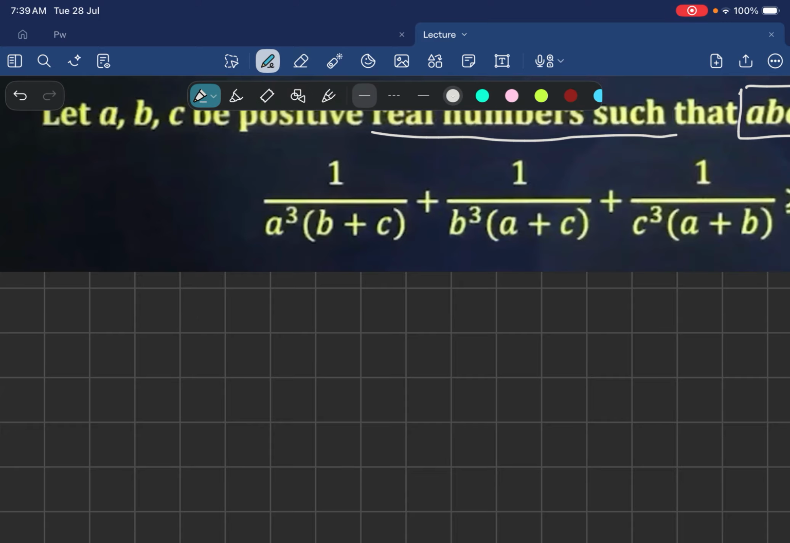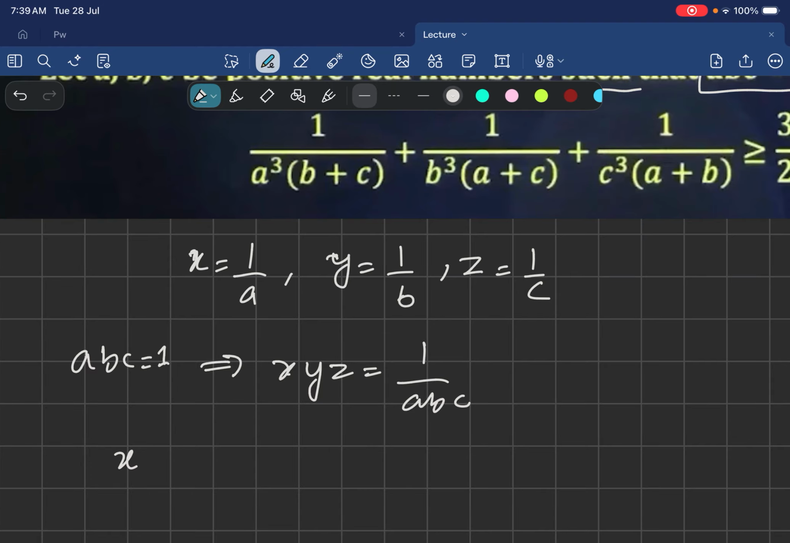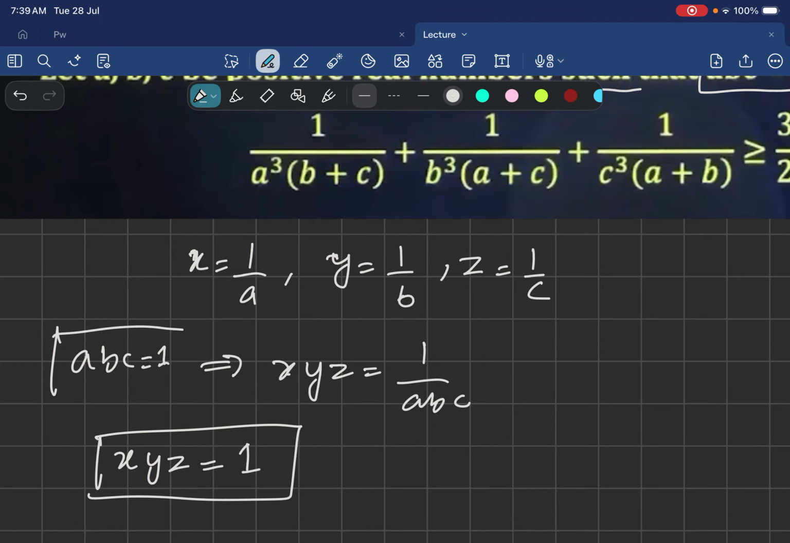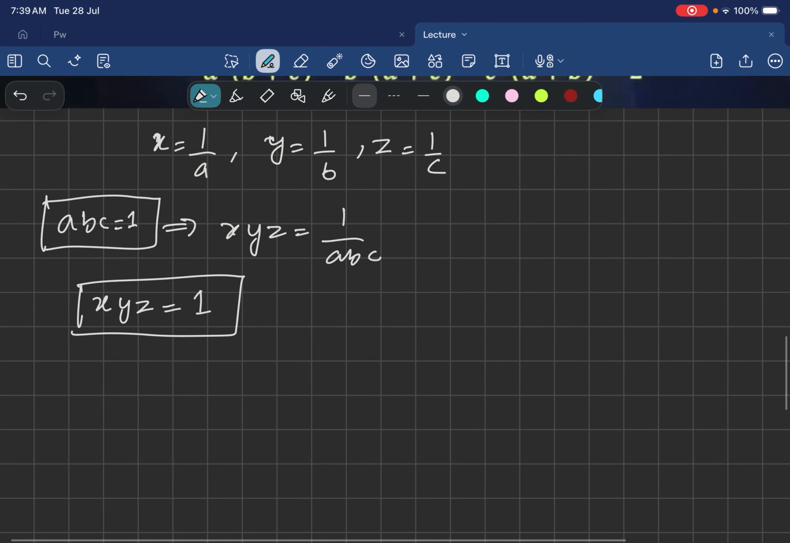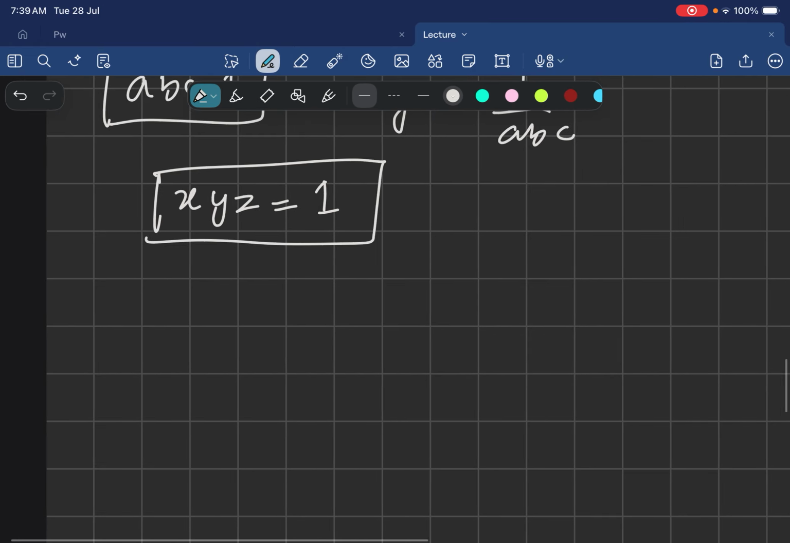Almost always. Okay, so let x be equal to 1 over a, y equal to 1 over b, and z equal to 1 over c. We have been given abc is equal to 1. From here we can also deduce that xyz would be 1 over abc, which implies that xyz would be 1 as well. Okay, so we have got these two things, and now let's apply this to our first term. Let's see what we get.